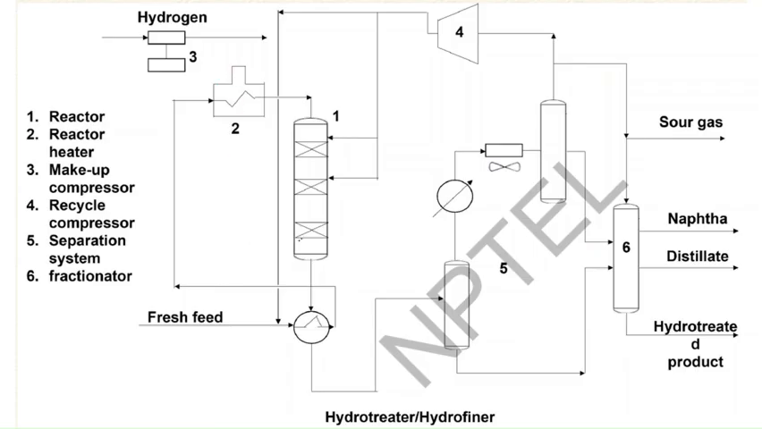Here it is the reactor. This is the reactor heater. Then this is the makeup compressor. Then this is the recycle compressor. And then here it is the separation unit, and here the separation system. Then this is the fractionator.